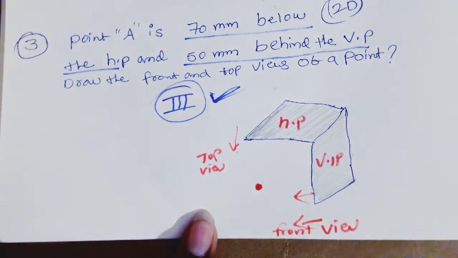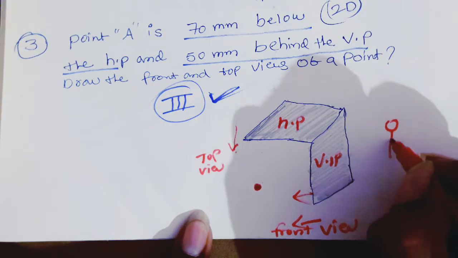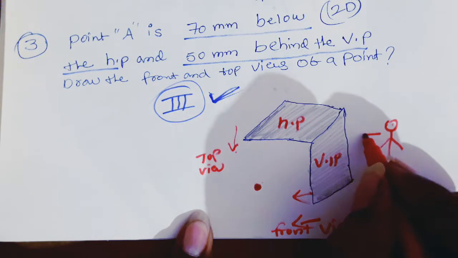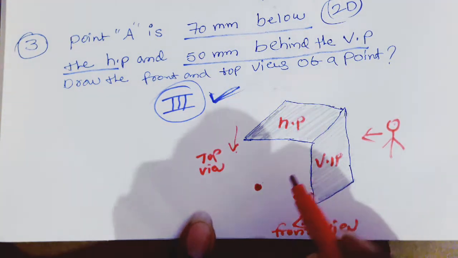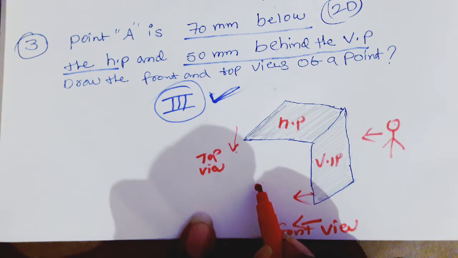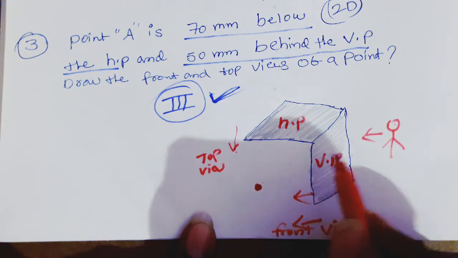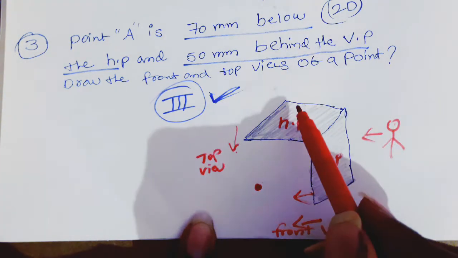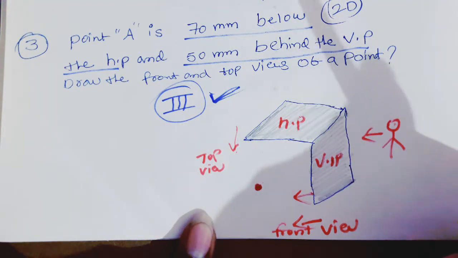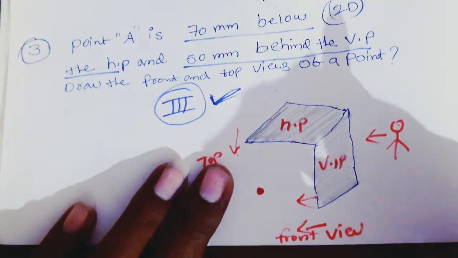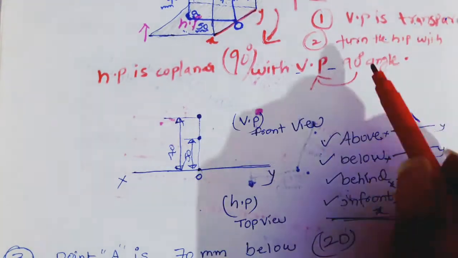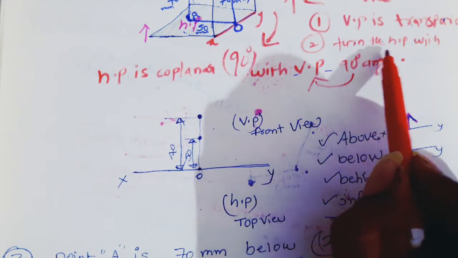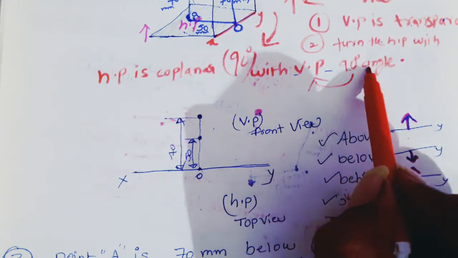So you're standing here and you're observing the point, but you will not get the position of this point. So again the same problem will arise. VP is not transparent, and HP is also not transparent. So what is the condition? What is the imagination we have to think? VP is transparent, turn the HP with a 90-degree angle.